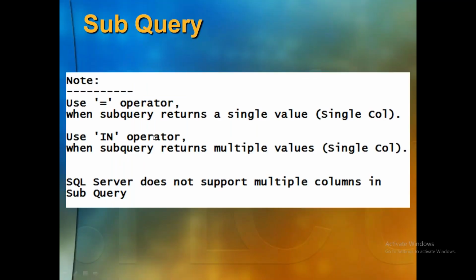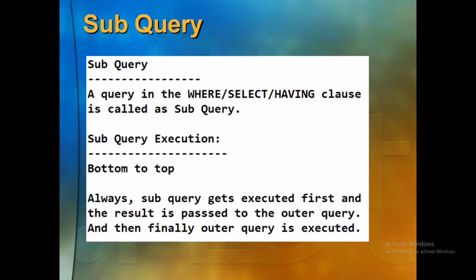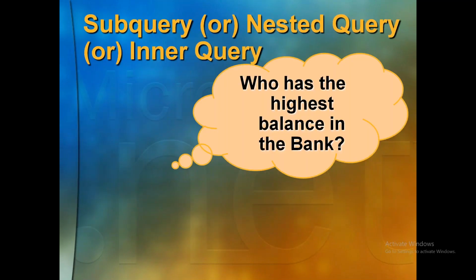Clear? We'll discuss a few more examples in tomorrow's class. So use the equals to operator when the subquery returns a single value, single column. Use the in operator when the subquery returns multiple values but a single column. SQL Server does not support multiple columns in a subquery. Oracle will support, SQL Server is not going to support. So it is a very, very, very important interview question. Whenever you go to any interview, this question is asked without fail.